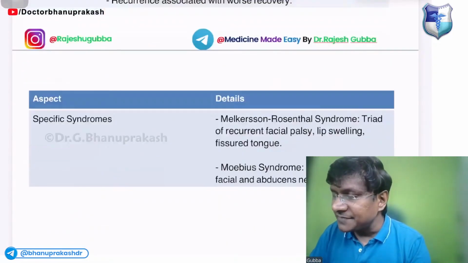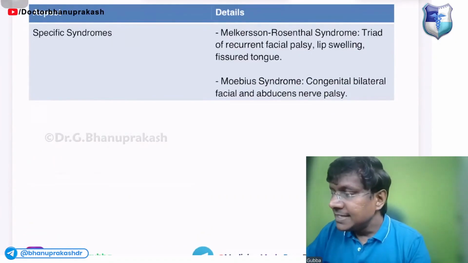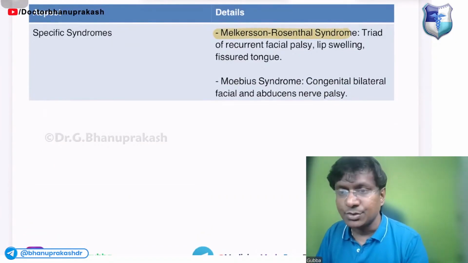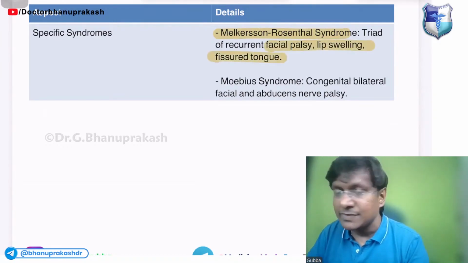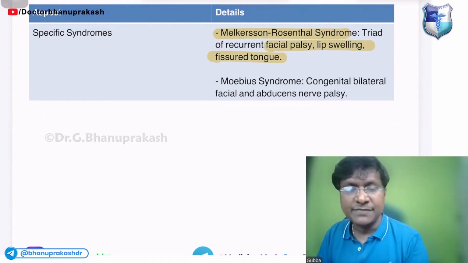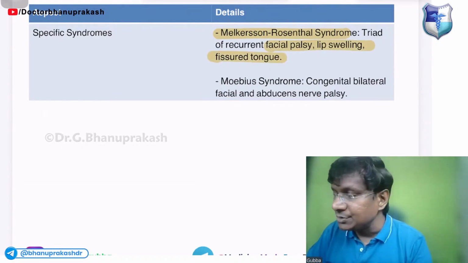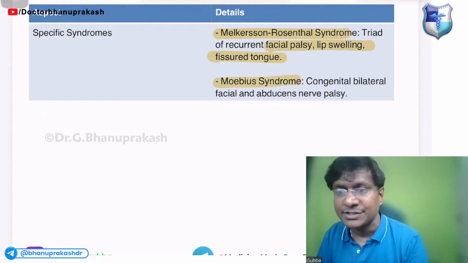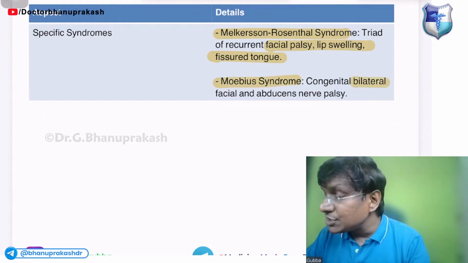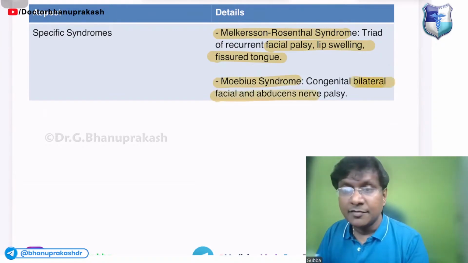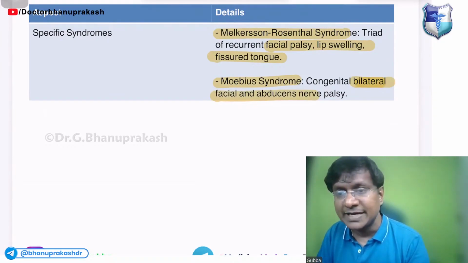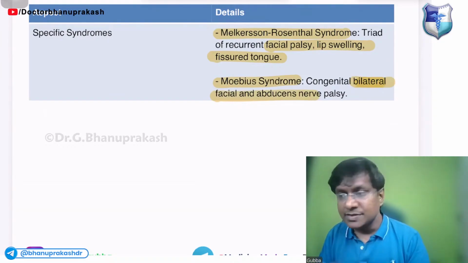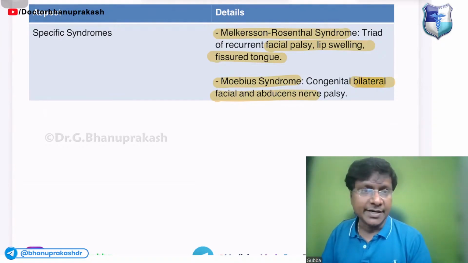Okay. And some specific syndromes are there related to facial nerve, and that is Melkersson-Rosenthal syndrome, where you have a triad. What is the triad in Melkersson-Rosenthal syndrome? Where you have facial nerve palsy, lip swelling, and as well as the fissured tongue. And one more important syndrome is Mobius syndrome, where you have congenital, bilateral, facial, and as well as the abducens nerve palsy. Both 7th and as well as 6th nerve palsy will be there. So this is about your 7th cranial nerve involvement.